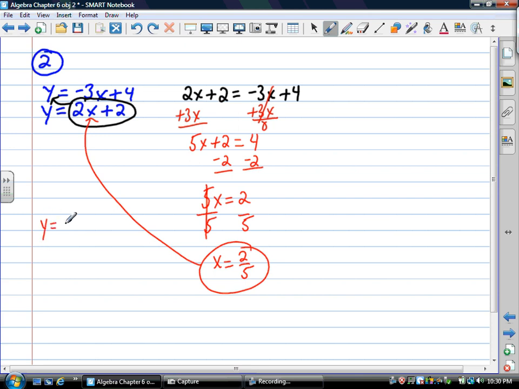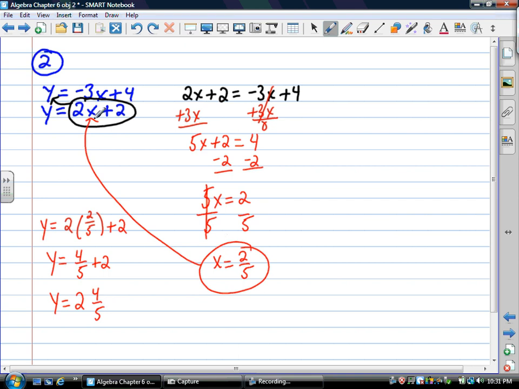y is going to be equal to 2 times whatever x is, 2/5, plus 2. y is going to be equal to 2 times 2 is 4. So this becomes 4/5 plus 2. y is going to be equal to 2 and 4/5. Once again, it's kind of a crazy answer, right? But let's see if it checks.